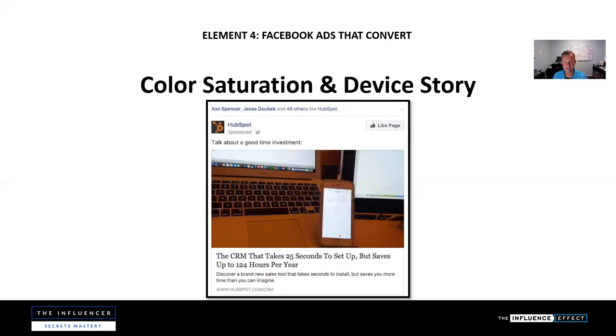And the headline is the CRM that takes 25 seconds to set up, but saves up to 124 hours a year. And I think something that they did was really good. On the phone, there was a timer, and they set that timer so it's less than 25 seconds. So they're framing this idea, right? It takes less than 25 seconds to set up. Hey, we'll clock it.